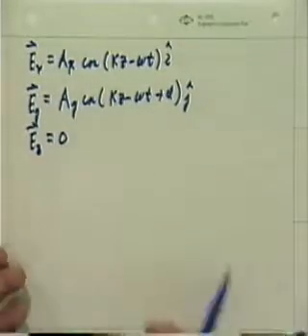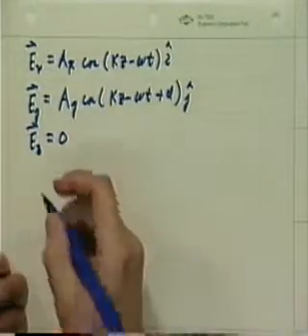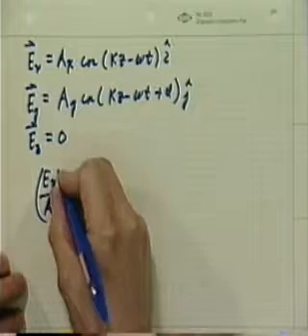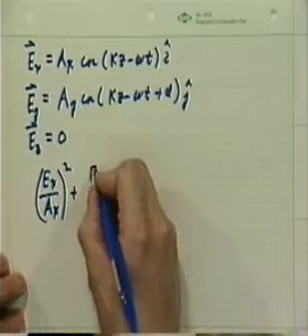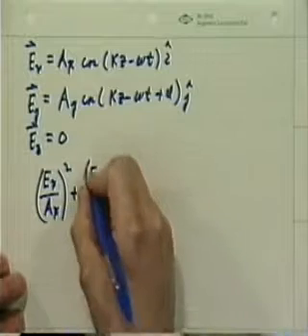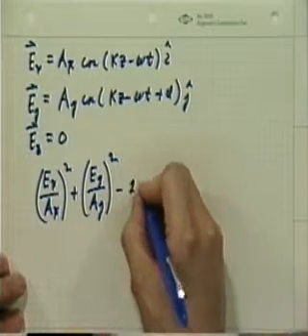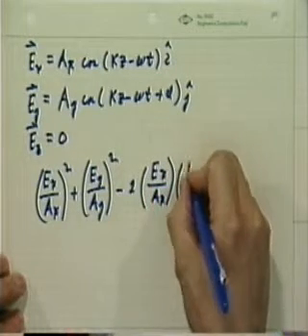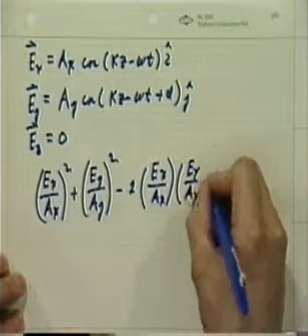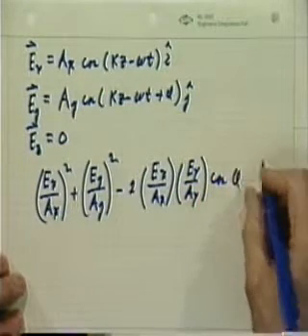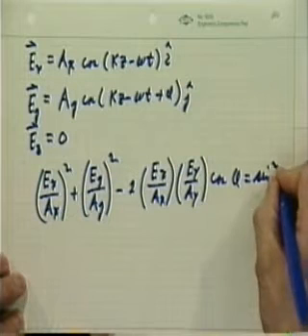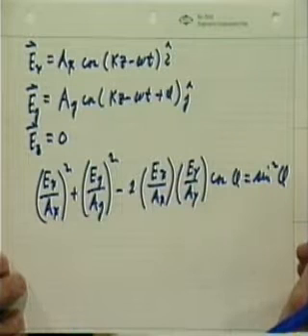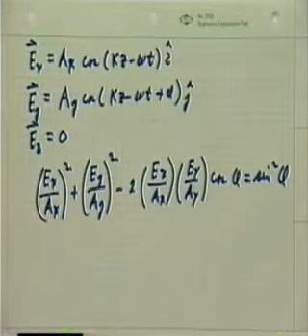We didn't prove it in class, but I'm sure all of you have proven it by now to yourself, that (E sub x over A sub x) squared plus (E sub y over A sub y) squared minus 2 (E sub x over A sub x)(E sub y over A sub y) cosine of phi is equal to the sine squared of phi. Now, how many of you proved this to yourself? Lots of hands out there in TV land. Oh, actually, there are a few hands up.